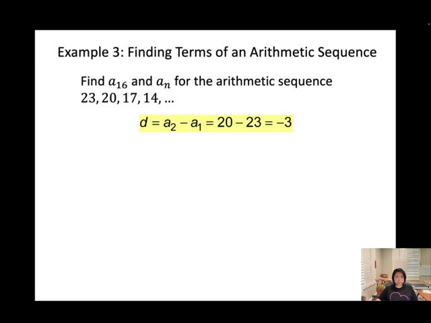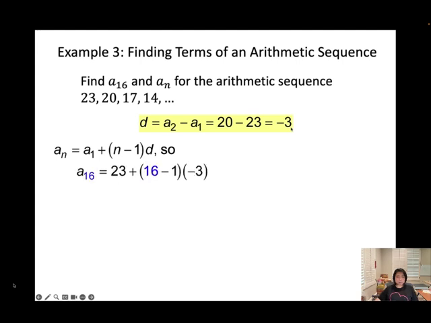Okay, right? And then write down the general term. And we want to find A16, right? So we're gonna plug in n equal to 16 here. And A1 will be equal to 23. And then 16 minus 1, which is 15, times the d, which is gonna be -3. Calculate it, you're gonna get -22.